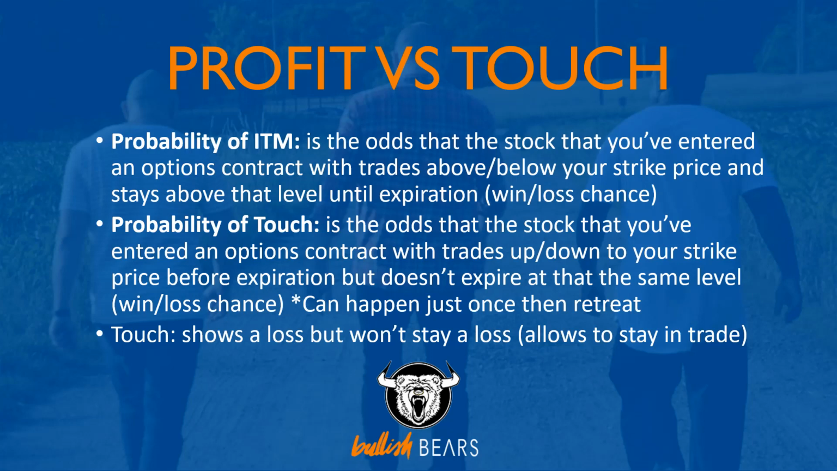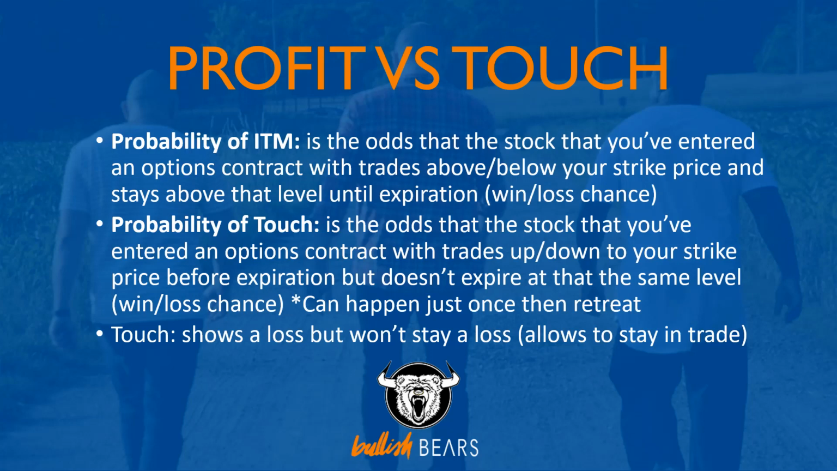So in the money is at expiration, your win-loss percentage, and probability of touch is the probability that it can touch your strike price, move up or down to it at some point, even just once before expiration. So when touch happens, it can show a loss, but it won't stay a loss. Right? So that's where you're going to determine whether you're going to stay in the trade or get out of it. And that's why trading options can be very frustrating for a lot of people, because they could take a loss a lot of times when they could have stayed in the trade.